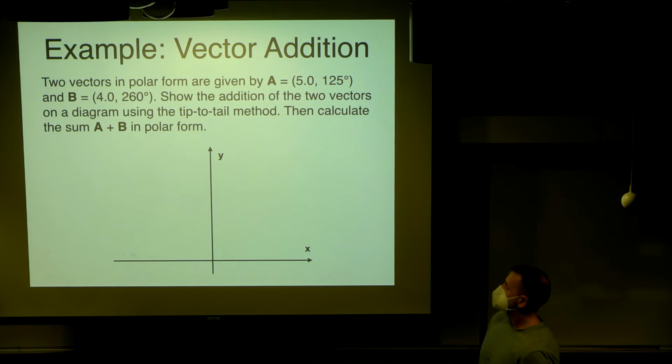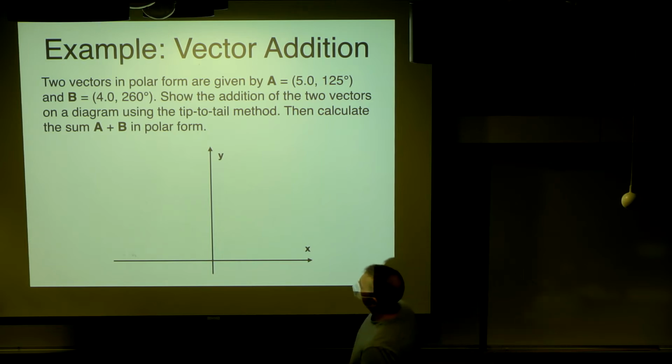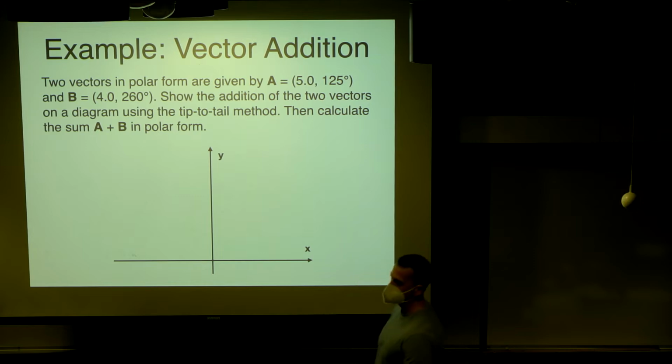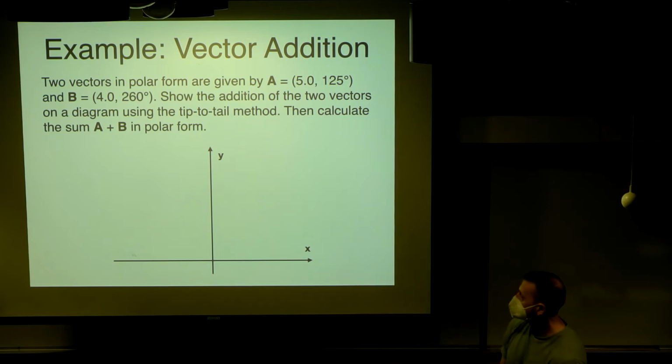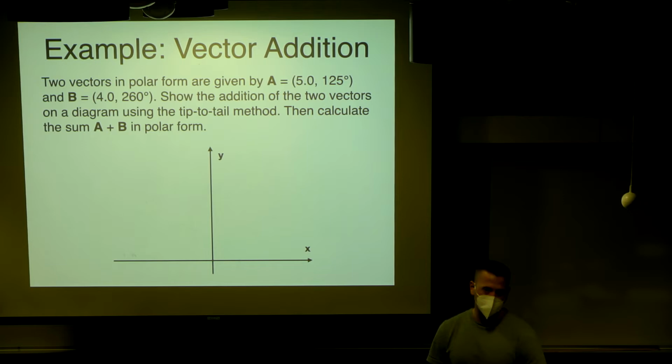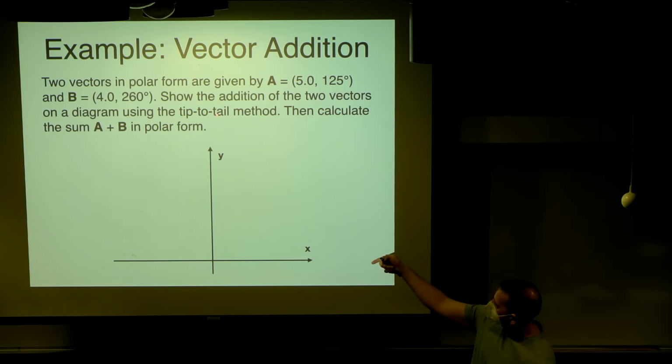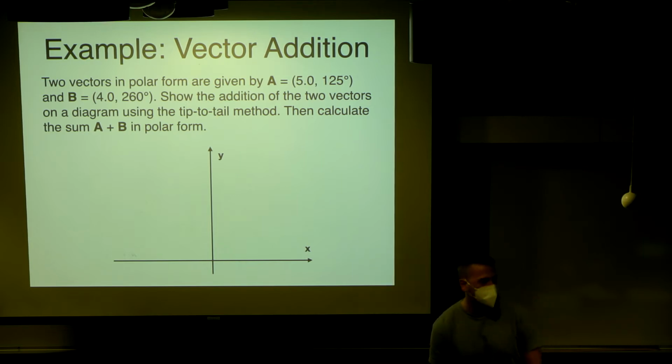Let's say we have two vectors which we have in polar form. A has a magnitude of 5 and a polar angle of 125 degrees. B has a magnitude of 4 and a polar angle of 260 degrees. So we're going to do two things here. We're going to first draw a diagram that shows the addition of these two vectors, and then we're going to actually calculate what the sum, A plus B, actually is. Okay? All right. For the diagram, we're going to use the tip to tail method.